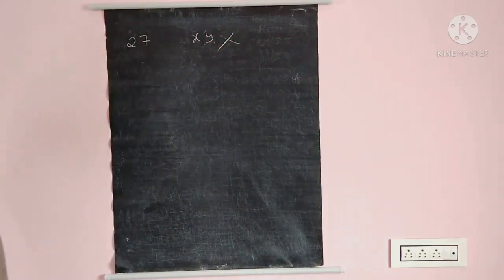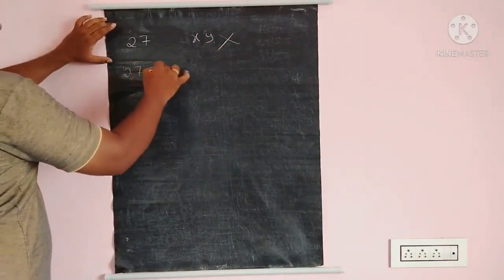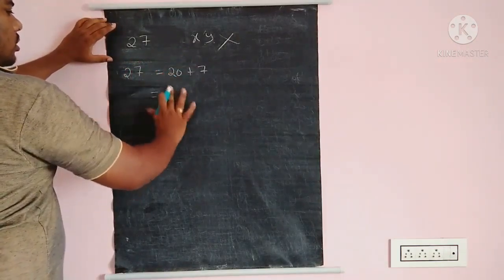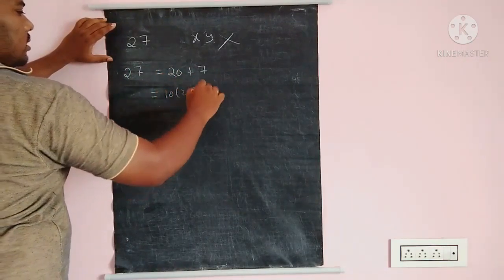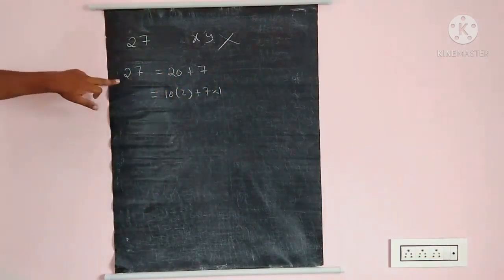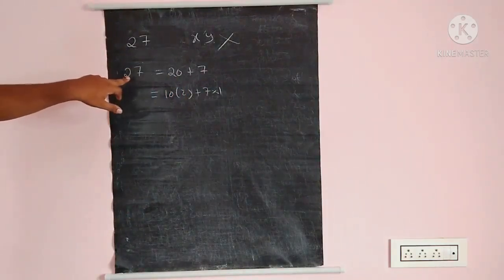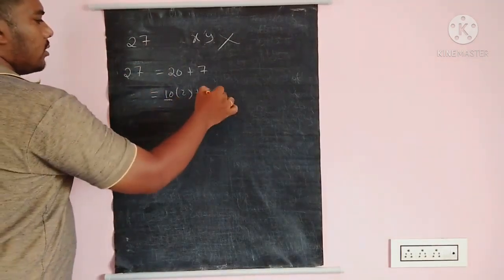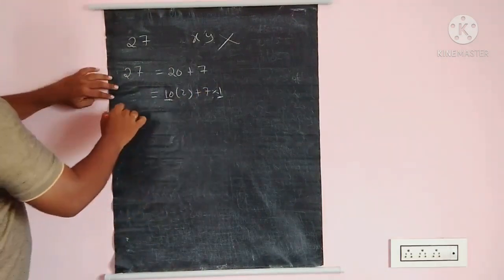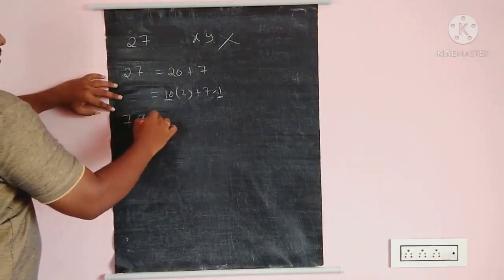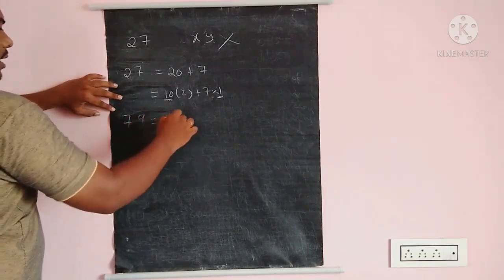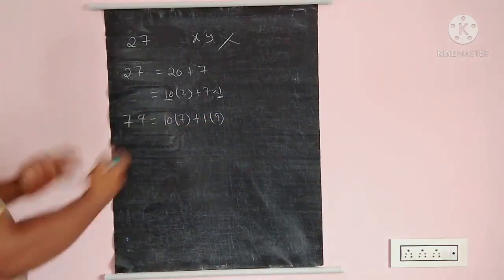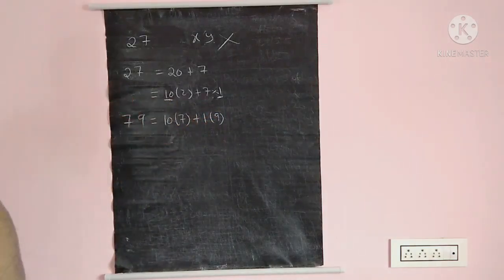So we should not represent it like this. Then how to represent? See, this 27 we can write as 20 plus 7, that is 10 into 2 plus 7 into 1. So 2 is in the tens place, so here the value is 20. So there is a tens place and a ones place. For example, take the number 79. In the tens place the number is 7 and in the ones place 9. So like this we can express. Based on the place, the value will change.